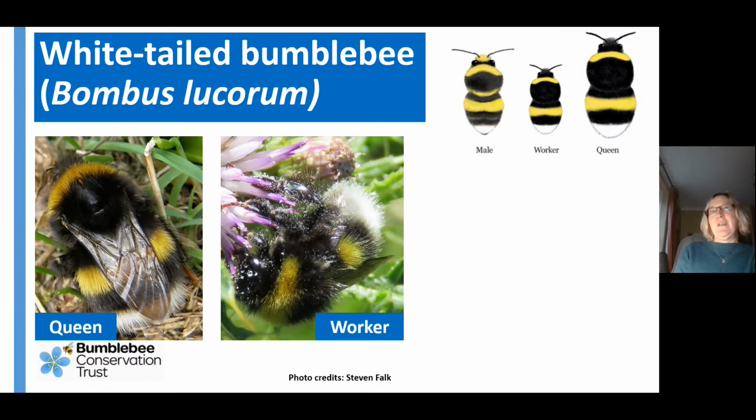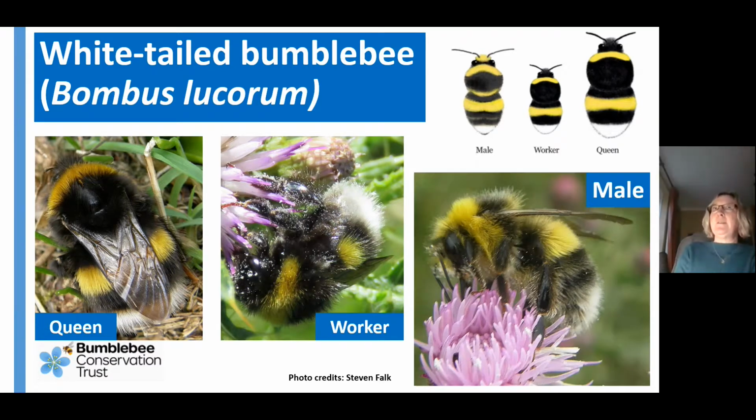Workers, this one here covered in pollen, and you can see she's got a beautiful snowy white tail. Very hard to tell apart from a buff-tail worker if the buff-tail worker also has a white tail. So we often don't try to tell the workers apart because it can be very, very challenging in the field. But the males in the white-tailed bumblebee, Bombus leucorum, are distinctive. They have a lot more yellow on them than the females.